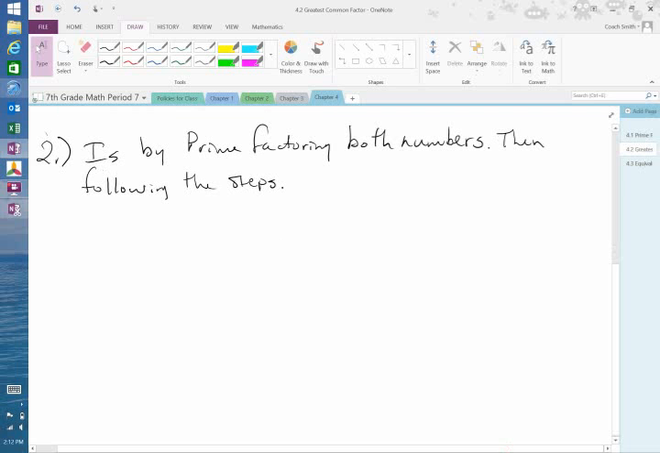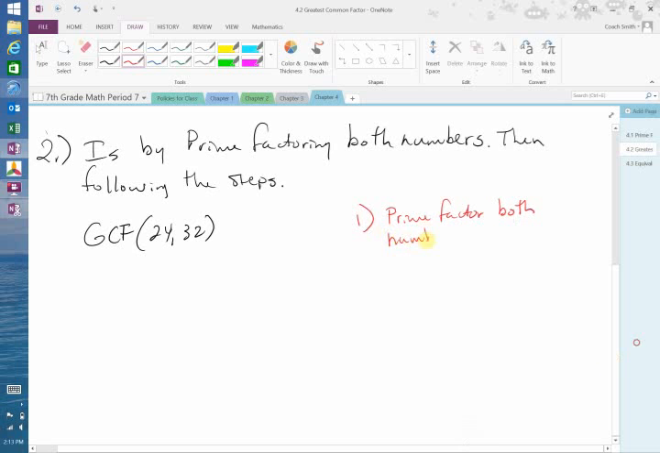Okay, so let's say that we're finding the greatest common factor, the GCF of 24 and 32. Very similar to the problem we just had. We had 20 and 32, but this is 24 and 32. Okay? What we would do, first of all, step 1, prime factor both numbers using either factor tree or inverted division.